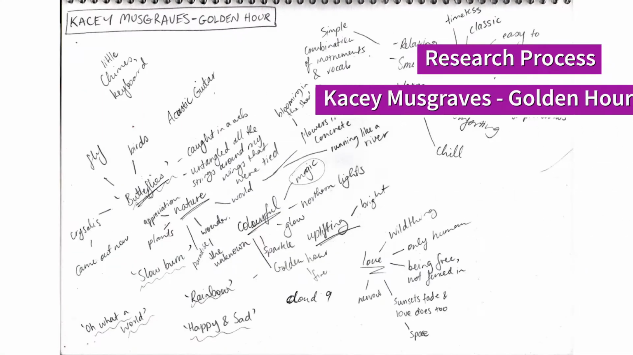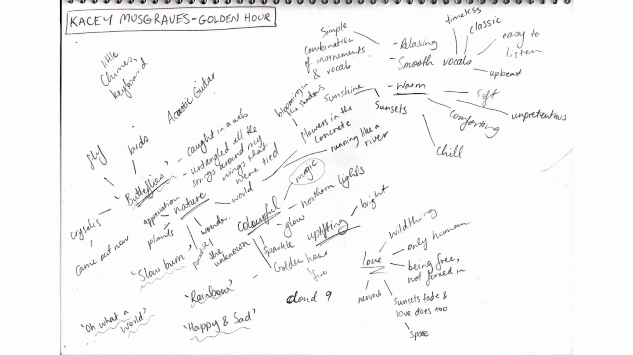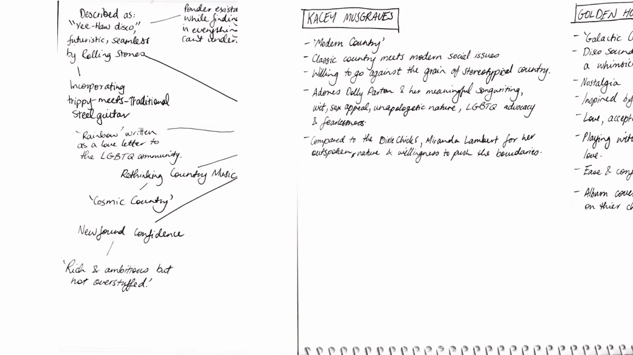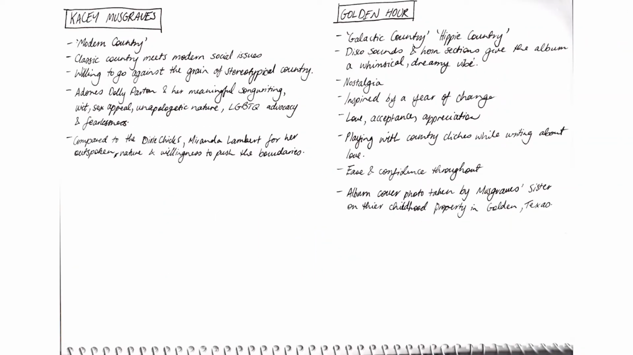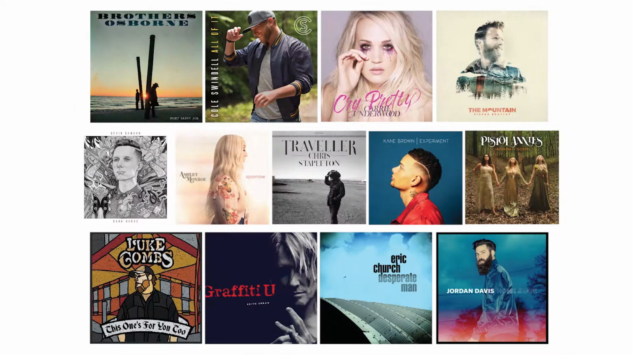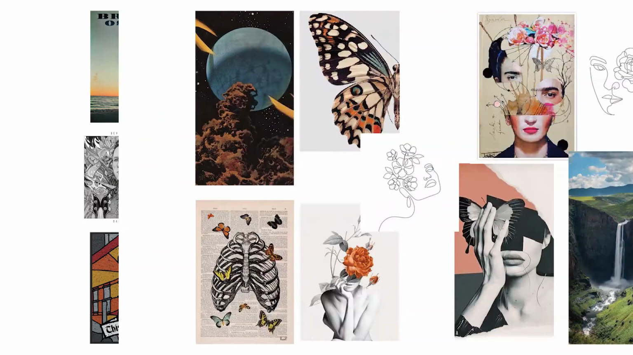So firstly, I started the project by listening to my chosen album, Golden Hour by Kacey Musgraves. I made a mind map of everything that came to mind when listening to the songs, and I then did some research on the album, its inspiration, and the meanings behind the songs. I also made a mood board reflecting the album and researched album artwork of other country music.